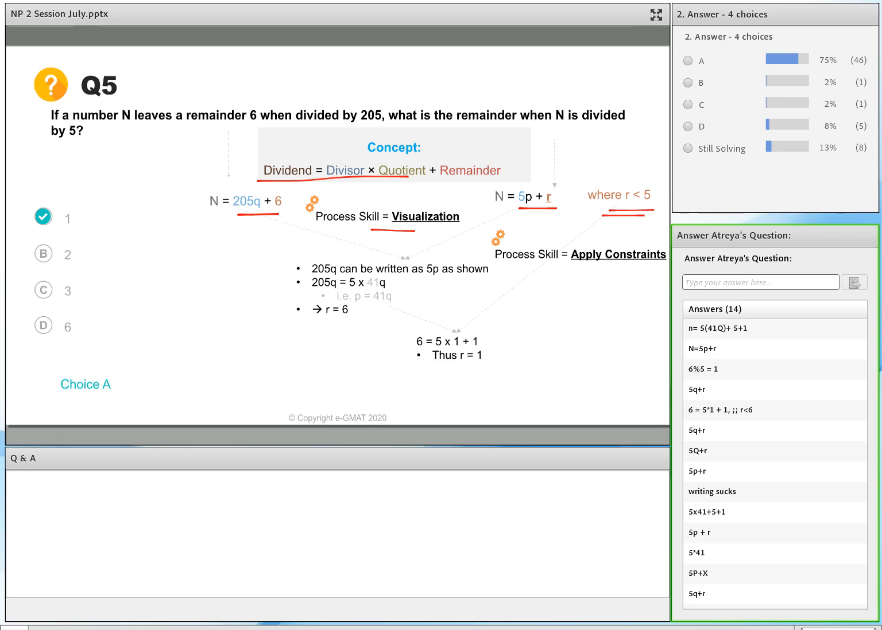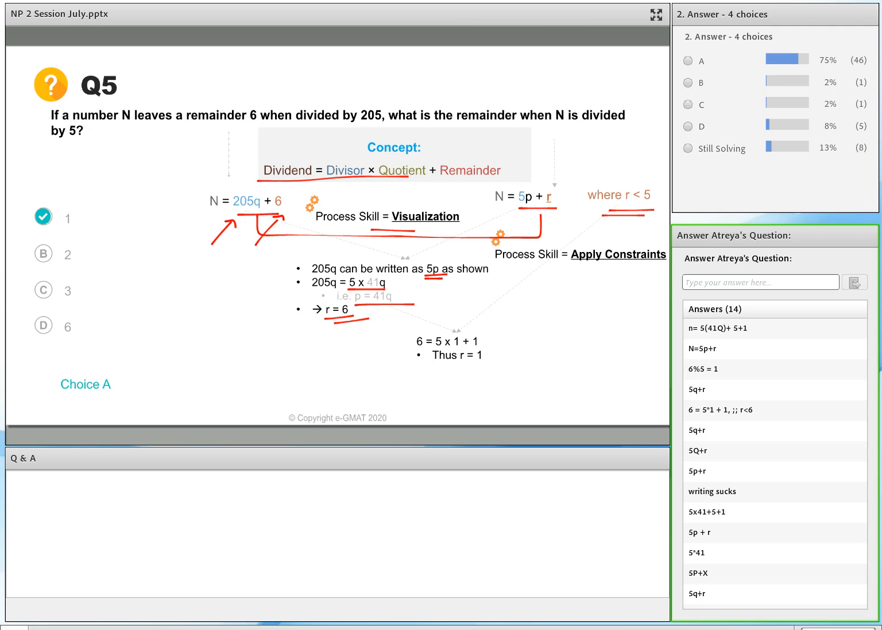Okay, now what we do, we use the process skill of visualization and we try to compare these two parts over here. That's 205q plus 6 and 5p plus r. Now, is 205q divisible by 5? Yes, it is, right? So how do I write that? If I take the value of p to be equal to 41q, the value of 205q can be written as 5 times 41q. So it can be written in terms of 5p. Okay. Can 6 also be written in terms of 5p? Yes, I can.